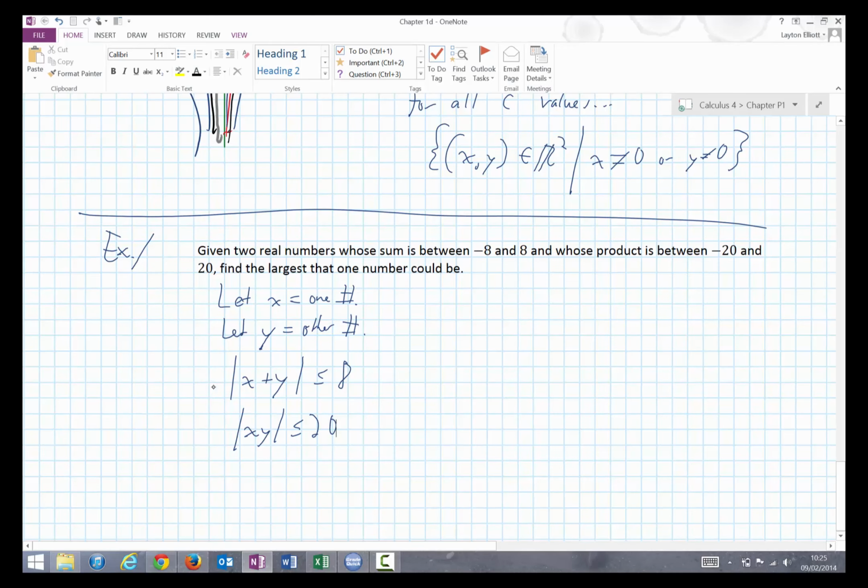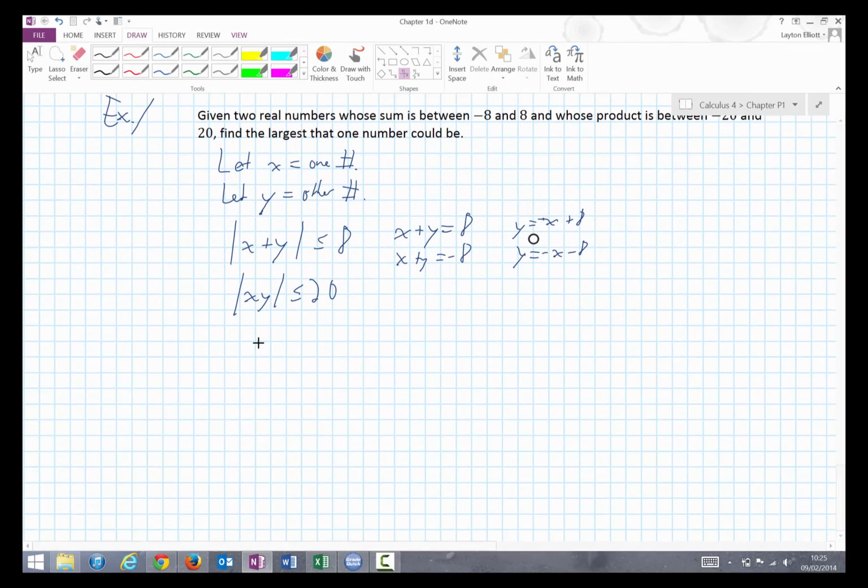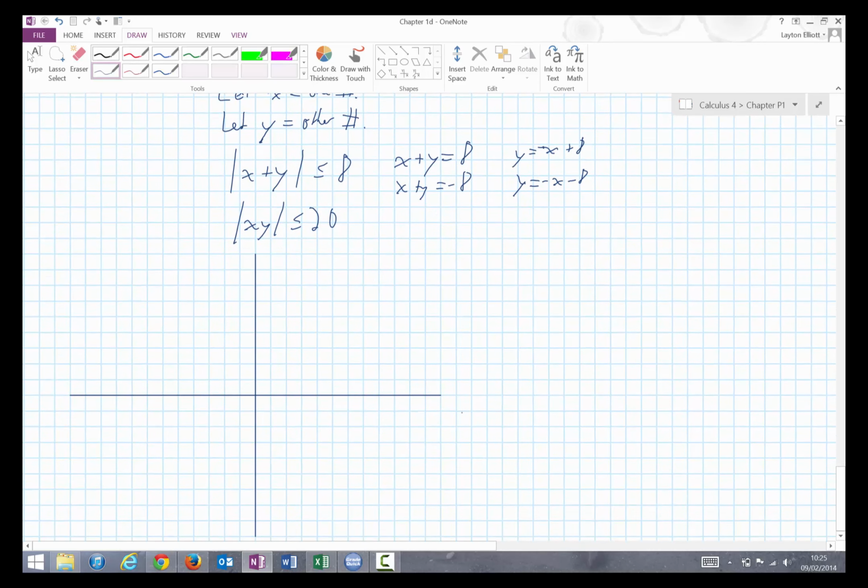So if the absolute value of x plus y is less than or equal to 8, this means that x plus y could equal 8 is one of the border points, and x plus y equaling -8 is the other border point. If I take both of these and graph them, I get y equals -x plus 8 and y equals -x minus 8. And let's start to build a graph of what this is going to look like. These are two of my possible border points. So 1, 2, 3, 4, 5, 6, 7, 8.